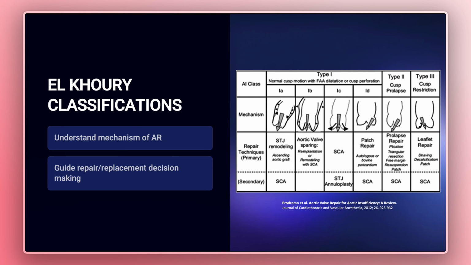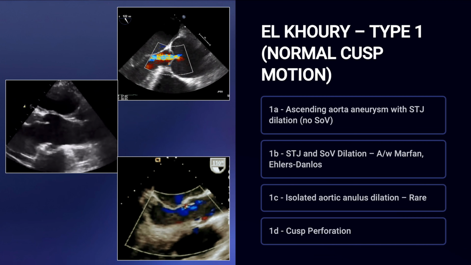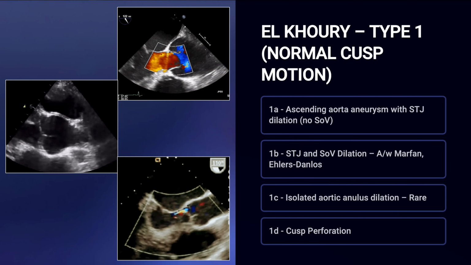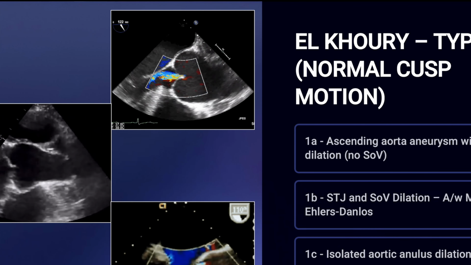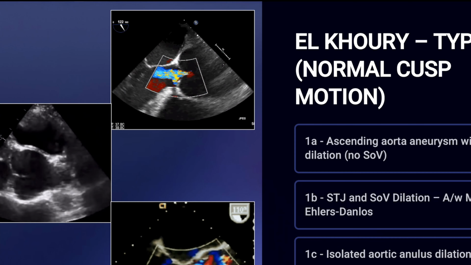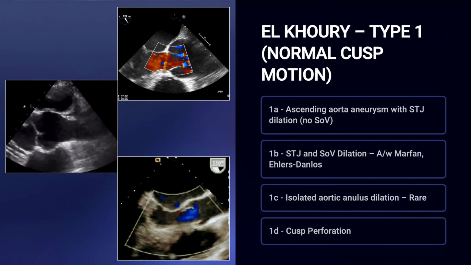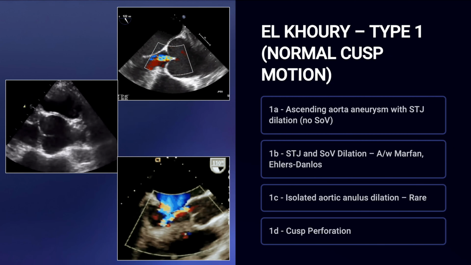And they also help give greater understanding to how both the aorta and aortic valves contribute to the mechanism of aortic valve incompetence. Khoury type 1 is where you have normal cusp motion. 1A is when you have an ascending aortic aneurysm with STJ dilation, no sinus of Valsalva involvement. And remember, dilation only causes aortic insufficiency if the STJ is involved, not if it's isolated ascending aorta dilation.